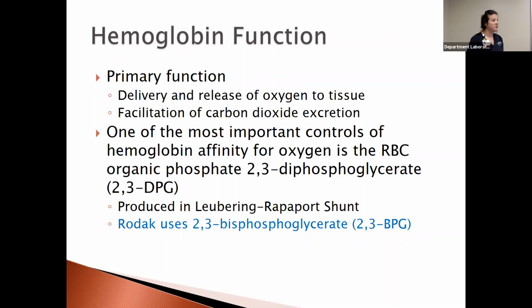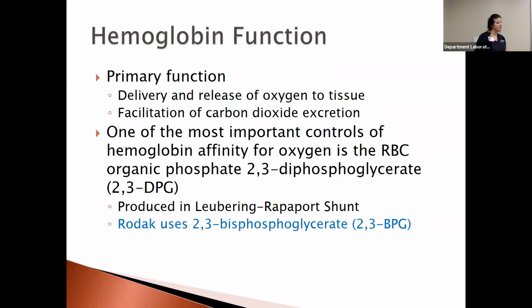Okay, so we have our globin chains now, we have our heme molecule, we have our hemoglobin molecule. Remember, the primary function of hemoglobin is to deliver and release oxygen to the tissues. It's also going to facilitate carbon dioxide excretion. One of the most important controls of hemoglobin affinity is 2,3-diphosphoglycerate. You guys remember that?